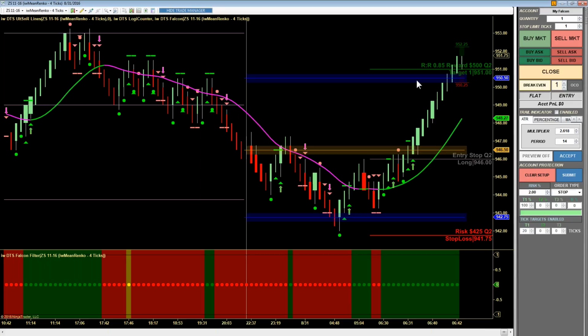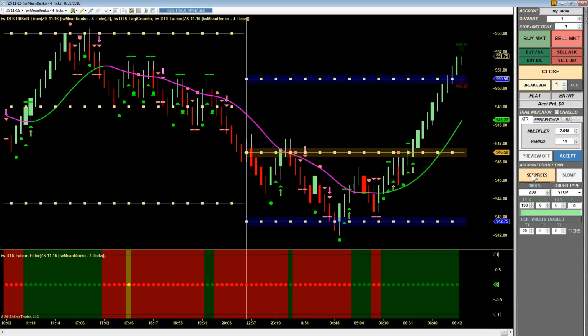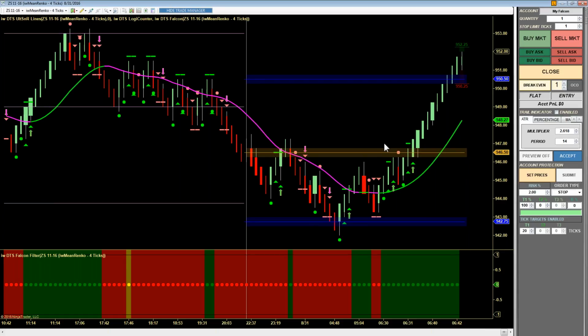One thing I should point out is that the support and resistance lines, these are what we call a system add-on. In other words, they're a standalone. You can use it on any chart. You can use it on a 5-minute chart. You can use it on tick charts, volume charts, whatever you would like.